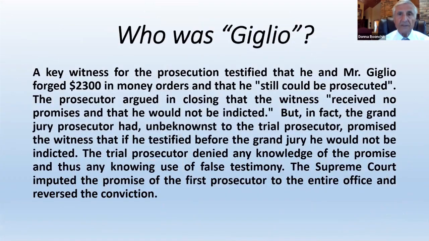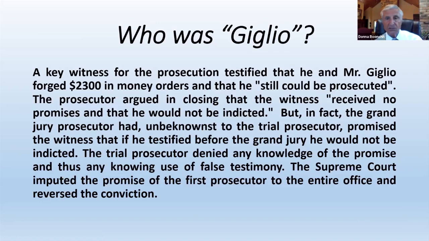Who was Giglio? And this is another kind of a Brady thing. People don't understand some of these things, and it's kind of interesting who Giglio was, about as interesting as Brady. A key witness for the prosecution testified that he and Mr. Giglio forged $2,300 in money orders and that he still could be prosecuted. That's what he testified to in court, okay? The prosecutor argued in closing that the witness received no promises that he would not be indicted and therefore he should be believed. But in fact, the grand jury prosecutor, which was a different prosecutor, had, unbeknownst to the trial prosecutor, promised the witness that if he testified before the grand jury, he would not be indicted.